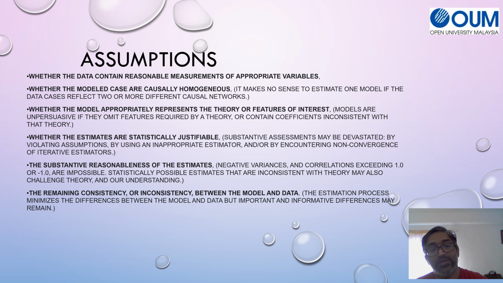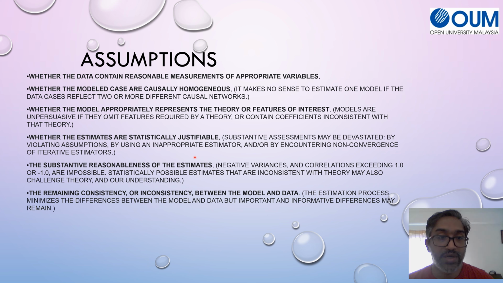So what are the assumptions that we need to consider when using SEM? First one is whether the data contain reasonable measurements of appropriate variables. The second one is whether the model cases are causally homogeneous, where it makes no sense to estimate one model if the data cases reflect two or more different causal networks. The third one is whether the model appropriately represents the theory or features of interest, where the models are unpersuasive if they omit features required by a theory or contain coefficients inconsistent with that particular theory.